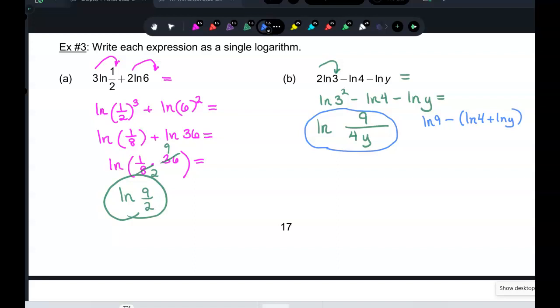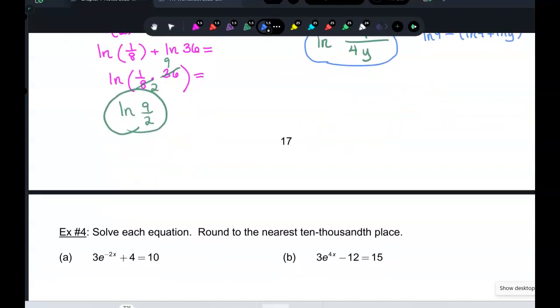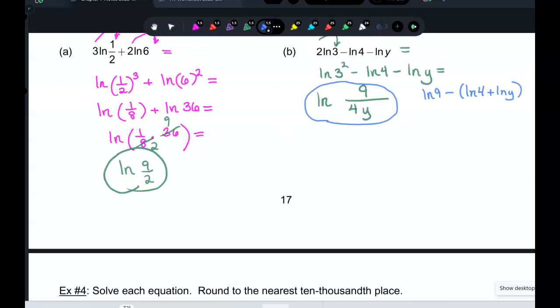Okay, questions so far? Because now we're going to solve. What I like about natural logarithms is that they can be a little bit easier than the common logarithm when we're solving.